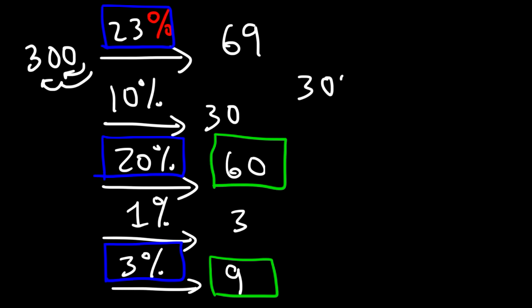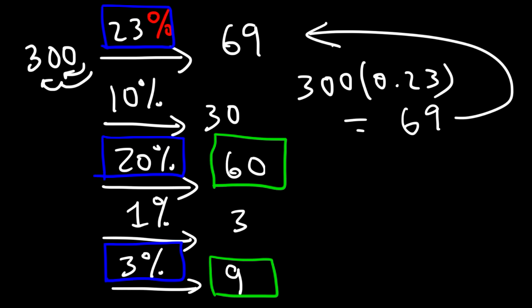So if we multiply 300 by 0.23, that will give us 69. And so now you know how to easily and mentally find a percent of a number.